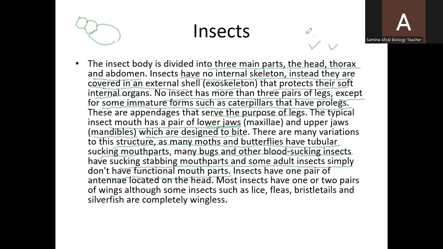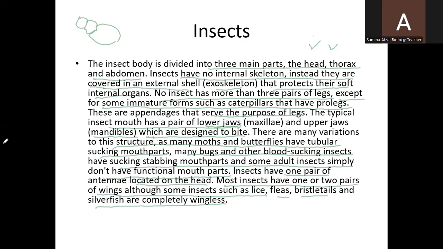Insects have one pair of antennae located on the head. Most insects have one or two pairs of wings, although some insects, such as lice, fleas, bristletails, and silverfish, are completely wingless. It means there is again variety in whether they have wings or not. That is the reason insects are called the most abundant population on earth, in different varieties.